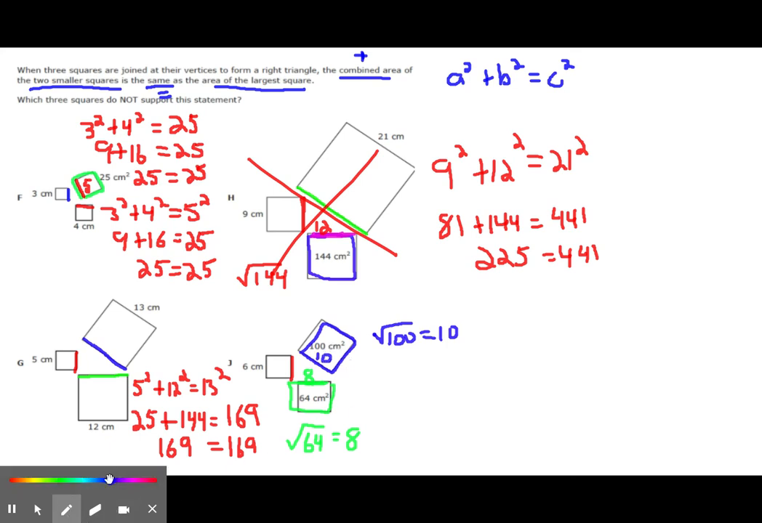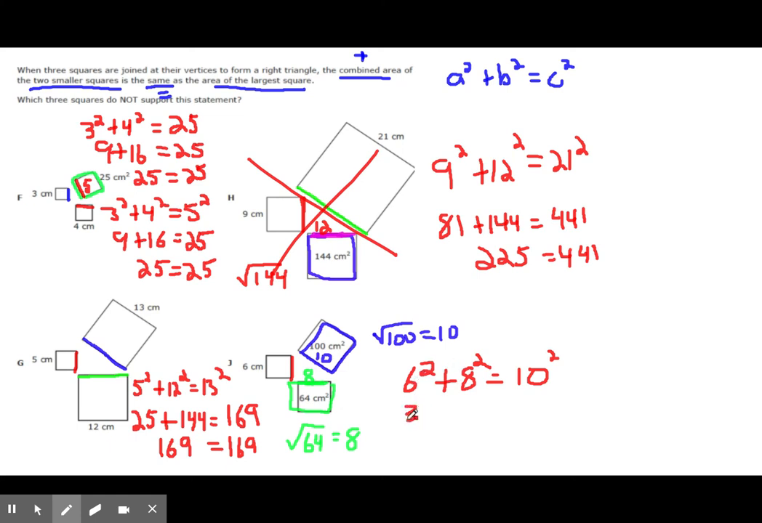So if I plug it all into my Pythagorean theorem, my 2 smaller squares, 6 squared plus 8 squared, is equal to the larger square, 10 squared. So let's square it all. 6 squared is 36. 8 squared is 64, and 10 squared is 100. If I add 36 plus 64, we get 100, which is in fact equal to 100. So this one is also correct.